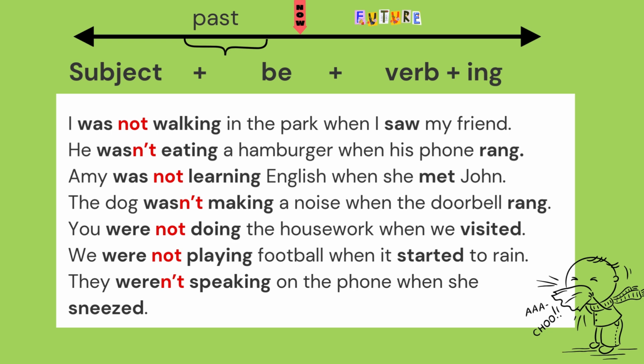So if you say, I was not walking in the park, or if you say, I wasn't walking in the park, is it the same? Yes, it's exactly the same. You can say, I was not, or I wasn't. You can say you were not, or you weren't, as you like.